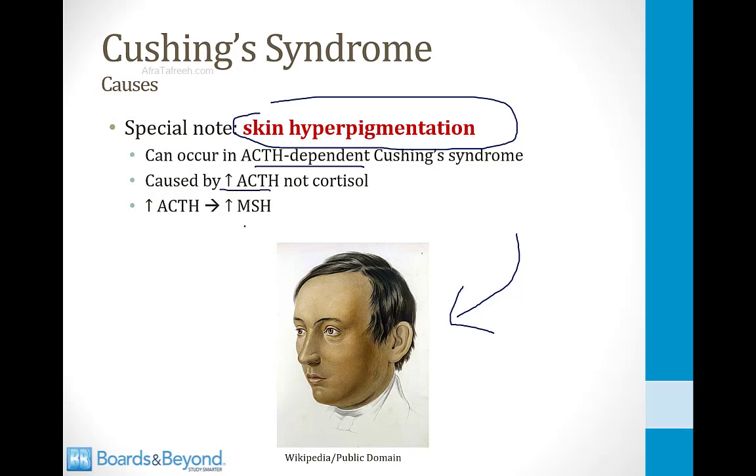That's because high ACTH increases the levels of melanocyte-stimulating hormone, which is MSH, and that's what leads to skin hyperpigmentation. So in ACTH-dependent forms of Cushing syndrome, the ACTH level is high, and therefore skin hyperpigmentation can occur. And later we'll talk about Addison's disease, and in Addison's disease, ACTH levels are also high.